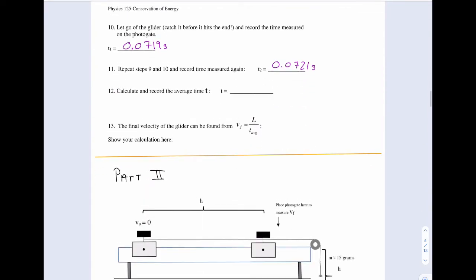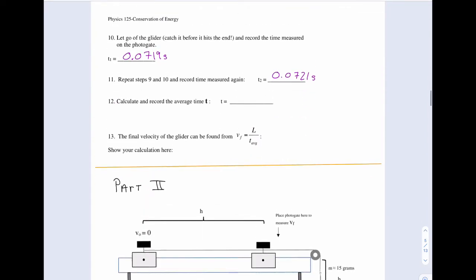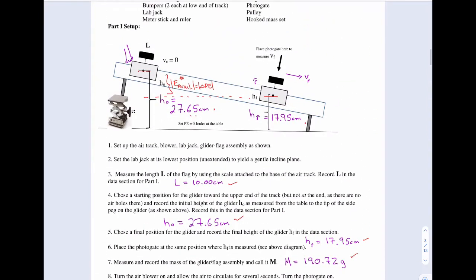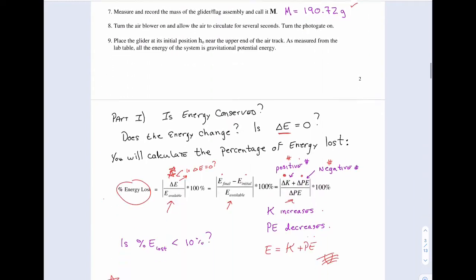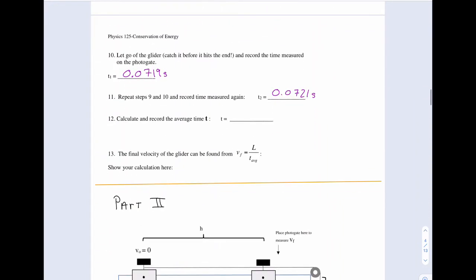So I just went through part one. I let go of this once. I get the time here. I measure the time it takes to pass through. I bring it back up here and do it again. I wrote those times right here. I did 2 trials, and then you're going to record the average. Add those up and divide by 2.